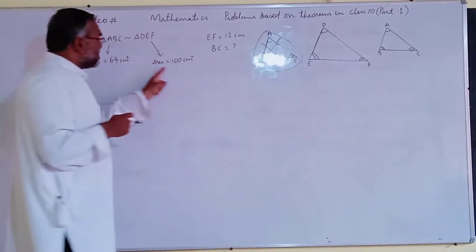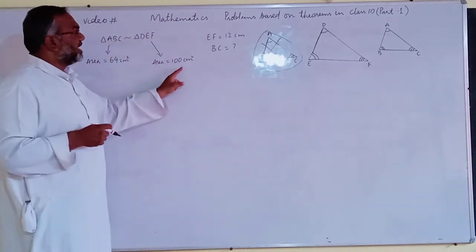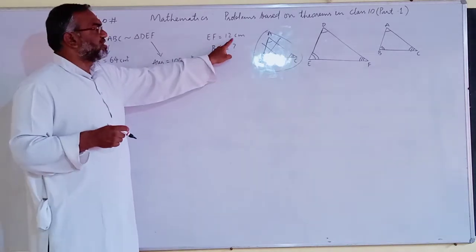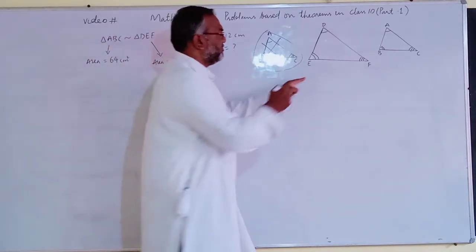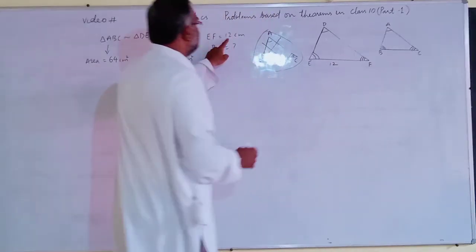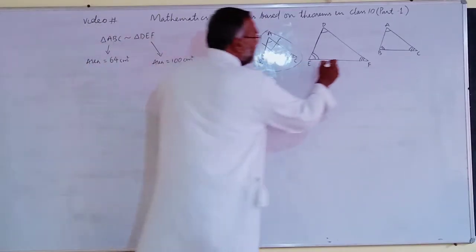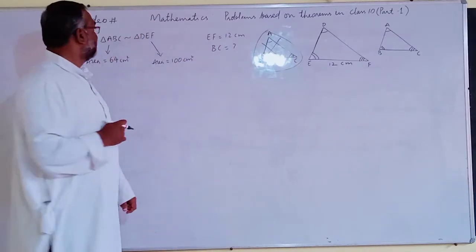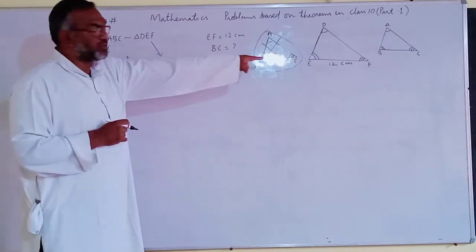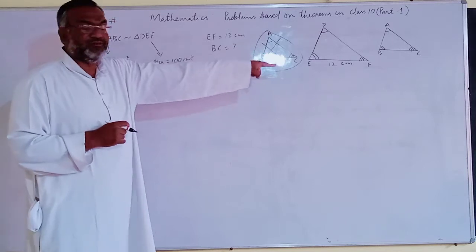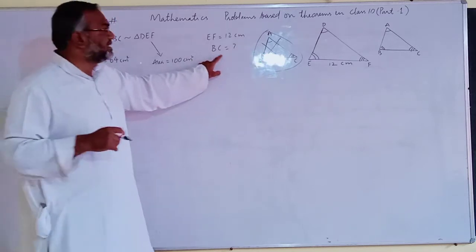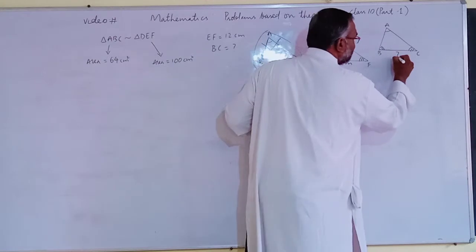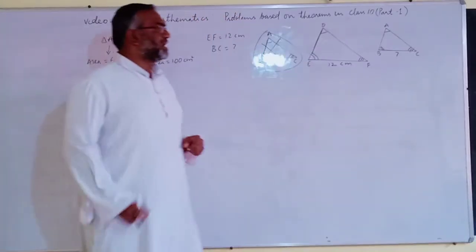Now, since areas are given and side EF is given, EF is 12 centimeter. That is given, right? The length of EF is 12, and they are asking us to find the length BC. We have to find length BC.